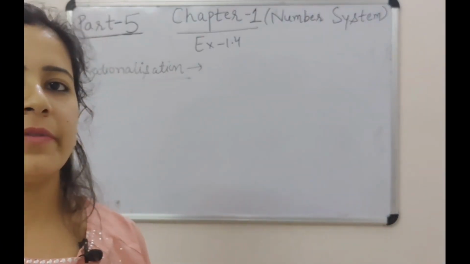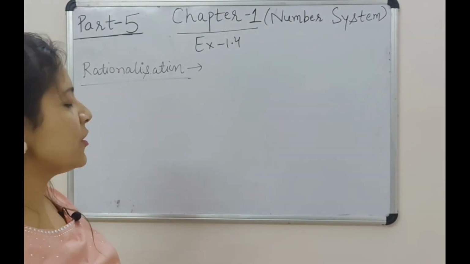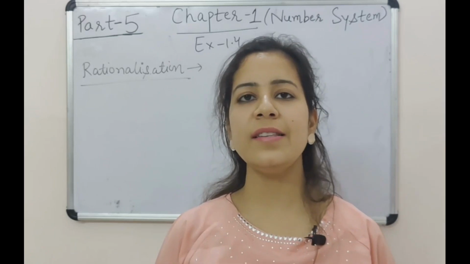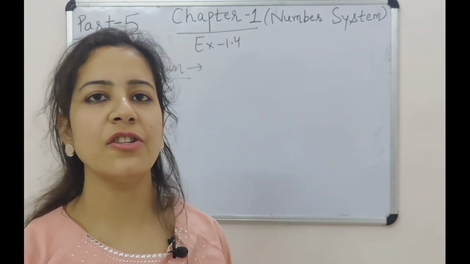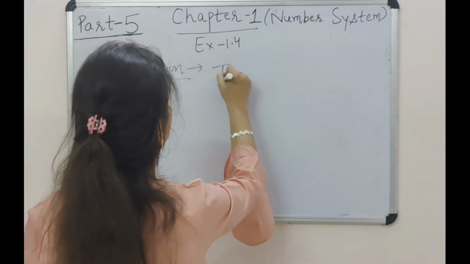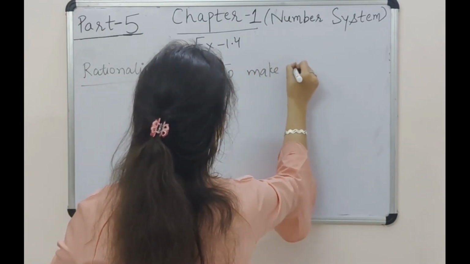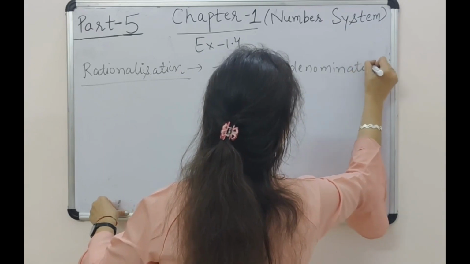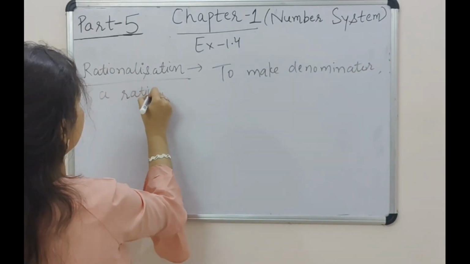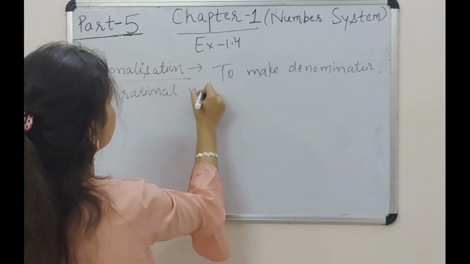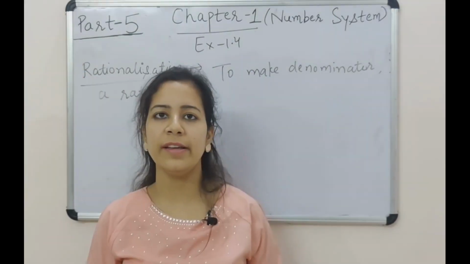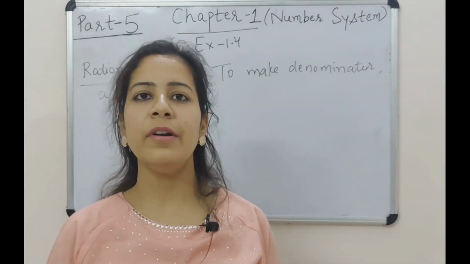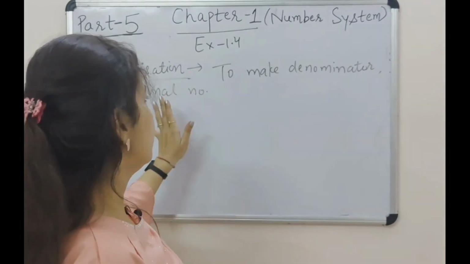Friends, the next topic is very interesting. It is called rationalization. So what is the meaning of rationalization? The meaning of rationalization is to make your denominator a rational number, basically. If initially it is not a rational number, for example there is a square root given in the expression, then by doing rationalization, we'll try to make the denominator a rational number.